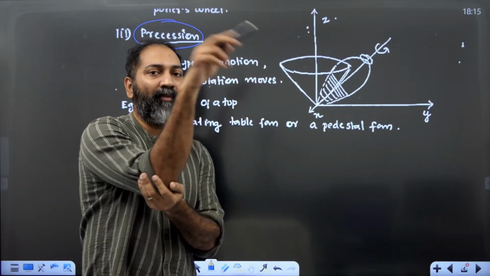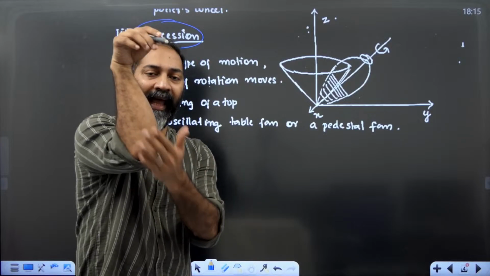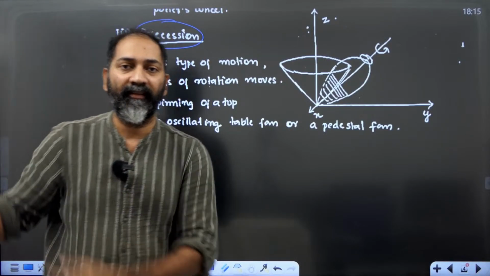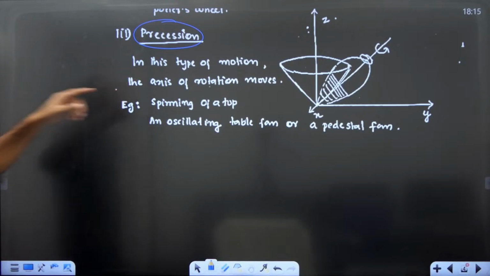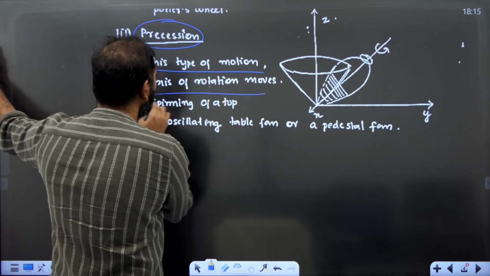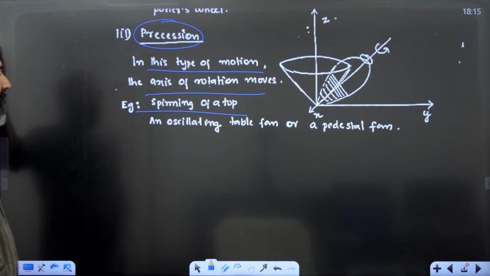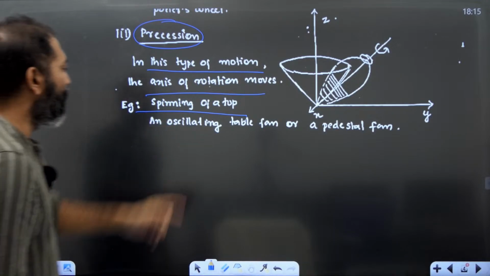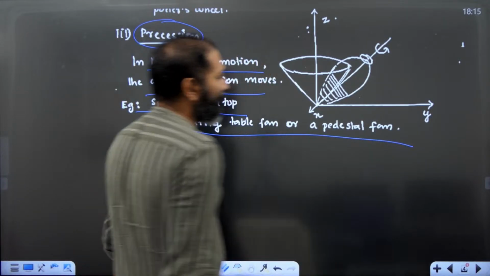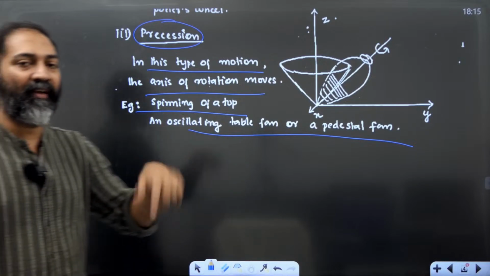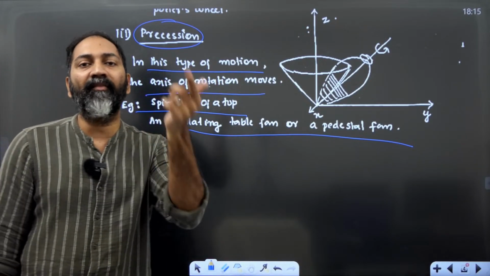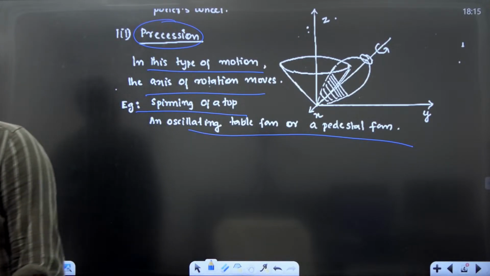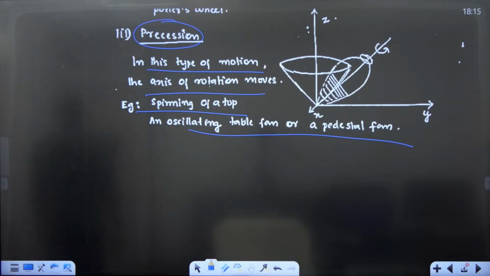pedestal fan, when it rotates, the axis of the fan also rotates. Such motion is called what? Precession. In this type of motion, the axis of rotation also moves. Example, spinning of a top, an oscillatory table fan or a pedestal fan. Pedestal fan means the blades of the fan rotate and the axis of the fan also rotates. So it is called what? Precession. What is its specialty? The axis also rotates.